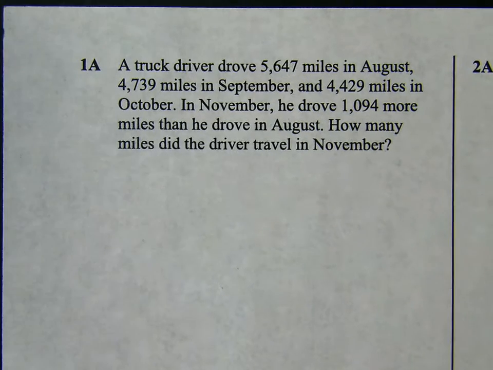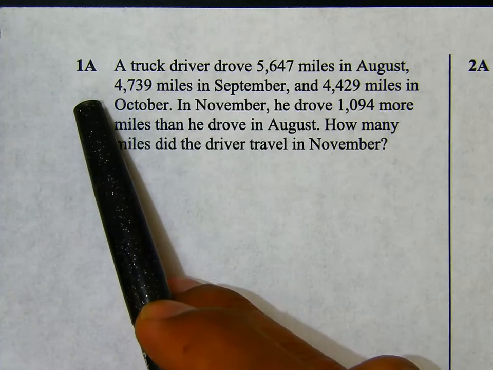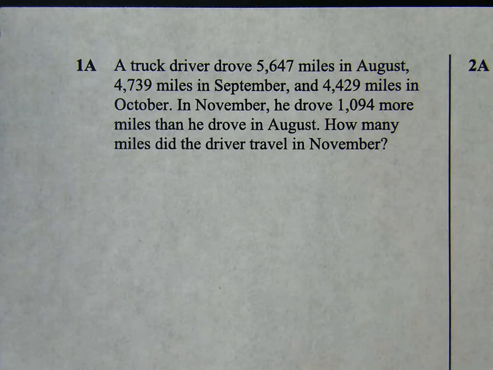We're going to start with problem 1A. This should be in your packet. Follow along with me. Circle and underline everything I circle or underline. I'm going to read the question. A truck driver drove 5,647 miles in August, 4,739 miles in September, and 4,429 miles in October. In November, he drove 1,094 miles.